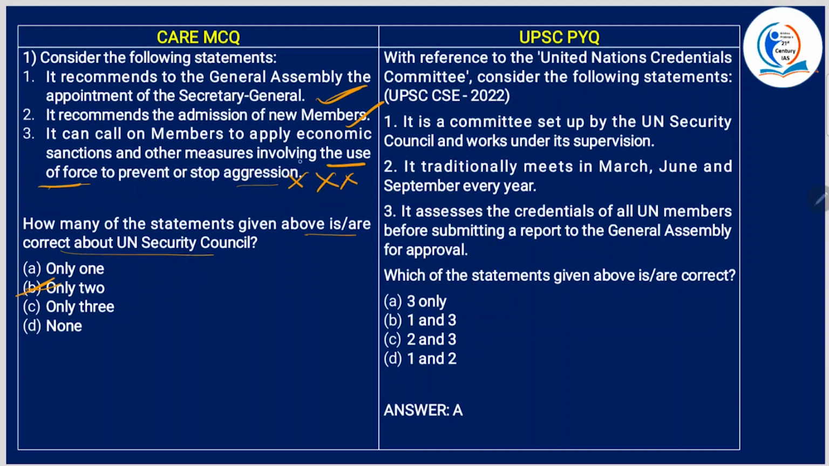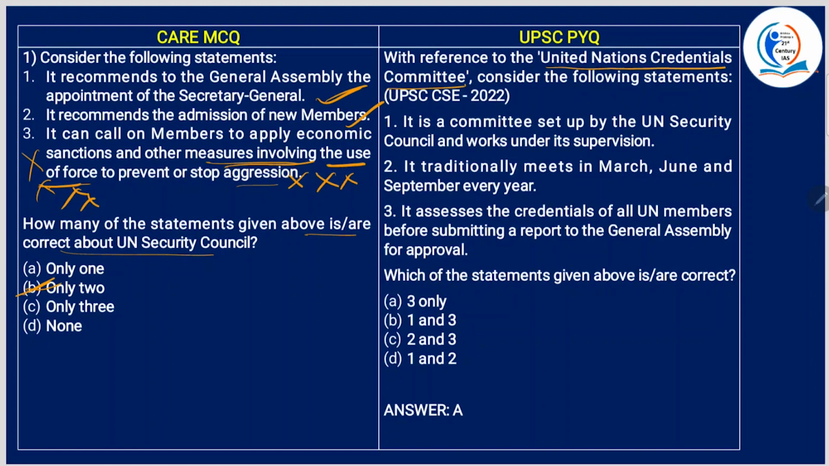Why is this statement wrong? Because here it is given measures involving the use of force. So this cannot be correct. Okay, it should be measures not involving the use of force. Fine. Now, with reference to United Nations Credentials Committee, consider the following statements.